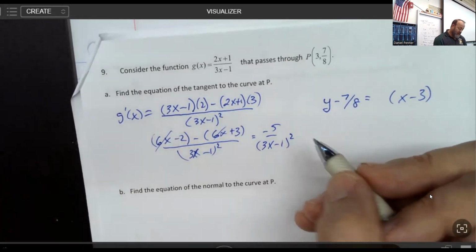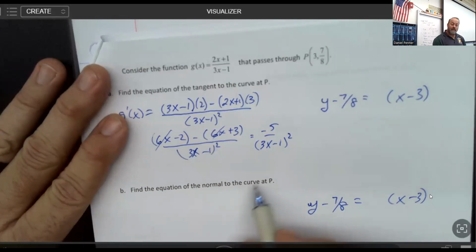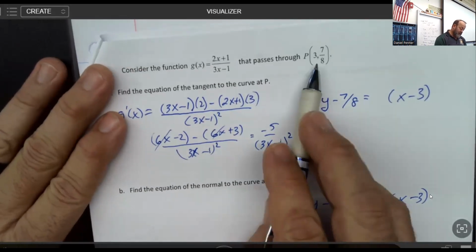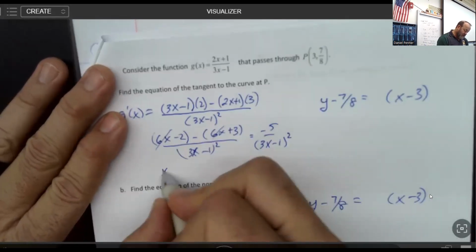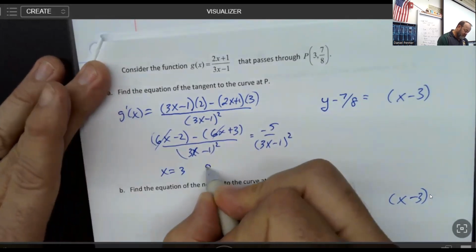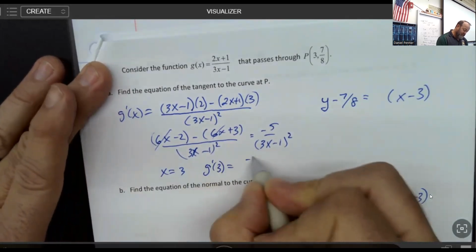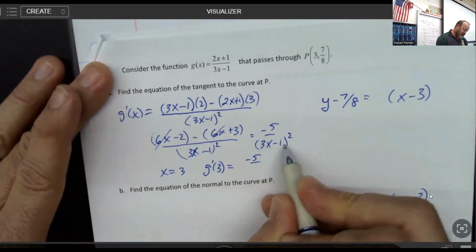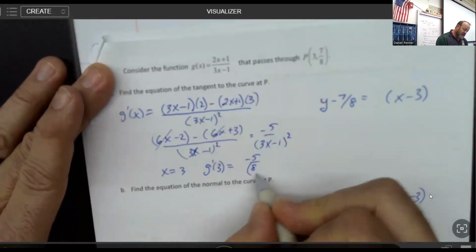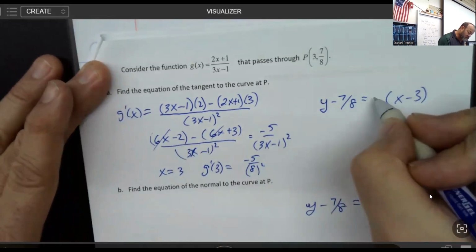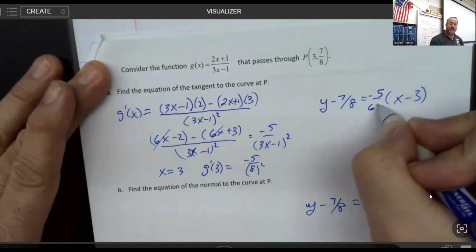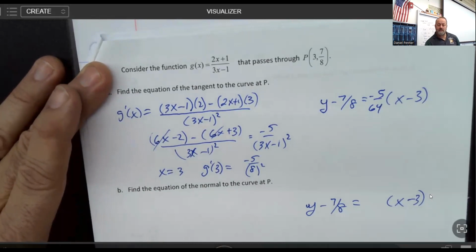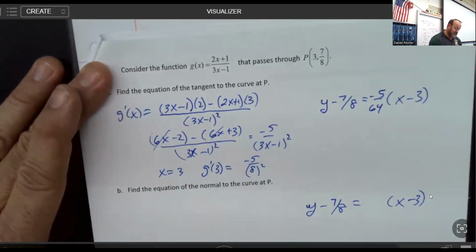And so if I wanted to find the slope of the line at that value, then I know x is 3. So I want to find what is g prime specifically at 3. So if I plugged in 3, 3 times 3 is 9. 9 minus 1 is 8. And 8 squared, of course, is 64. So this would be -5 over 64, which of course means that the normal to the curve would be 64/5.